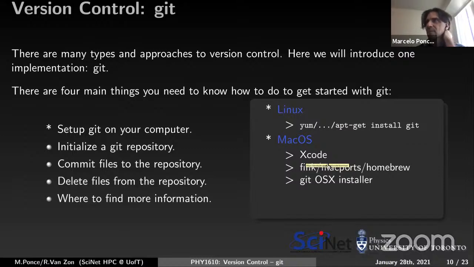If not, there is a hyperlink where you can download Xcode and Git. If you are using one of the package managers that ports a lot of Linux tools into macOS, then you just pick either Fink, MacPorts, or Homebrew. And if you know what I'm talking about, you probably are familiar with this, so you can install it that way. If none of these work or you don't want to try, there is the OS X Git installer. Again, it's a hyperlink where you can just click and it will try to install Git for you.